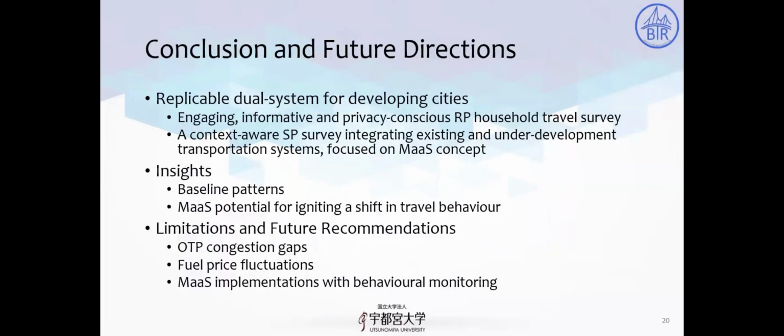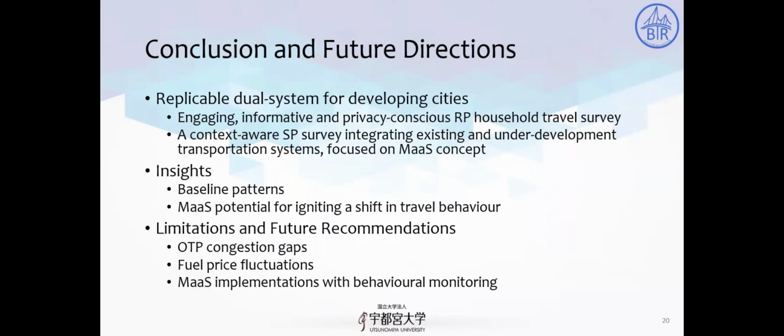To conclude, this is a dual system for developing cities comprising a household travel survey, basically an RP survey, and a context-aware SP survey focused on MaaS. The insights show baseline patterns and the potential of MaaS to ignite a shift in travel behavior.